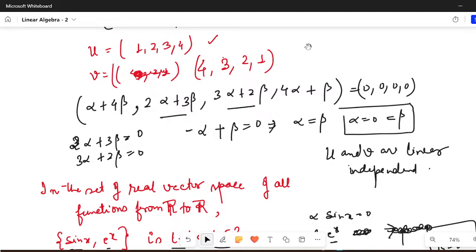Otherwise, you have to check that alpha u plus beta v is equal to 0 implies alpha equal to 0 and beta equal to 0. If that is the case, then we will say that these are linearly independent.